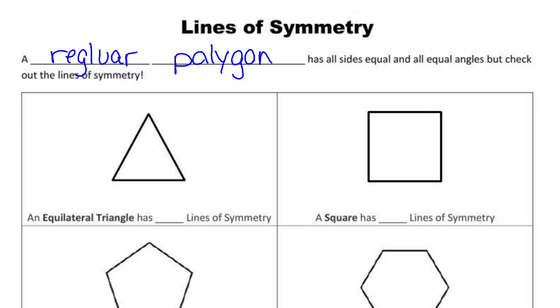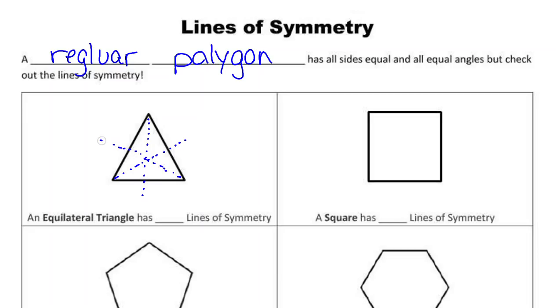It has 3 sides that are perfect, that are equal. We have 3 angles that are perfect and are equal. Now, watch what happens, like we did on the other page. Here's a line of symmetry. Here would be a line of symmetry. And here would be a line of symmetry.